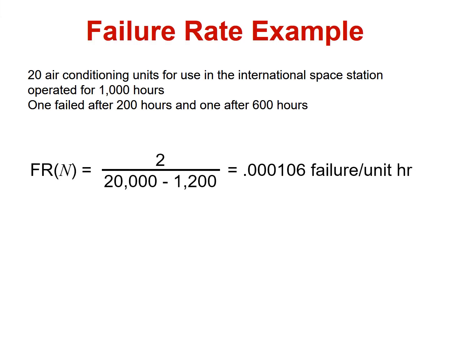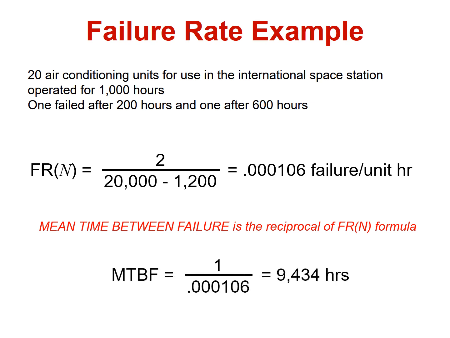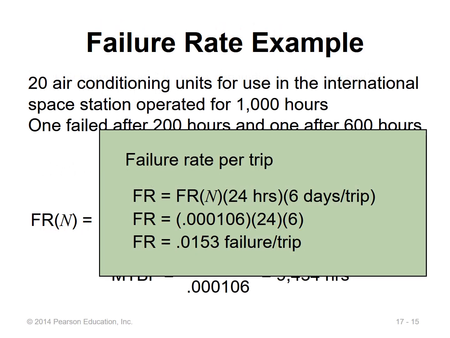Now, figuring out further, with the failure rate example, that means we have a failure of 0.00106 failure per unit hour. So the mean time between failures is the reciprocal of the FR(N) formula, or 9,434 hours. So the failure rate per trip, 24 hours, 6 days a trip, 0.00106 times 24 times 6 equals 0.0153 failure per trip.